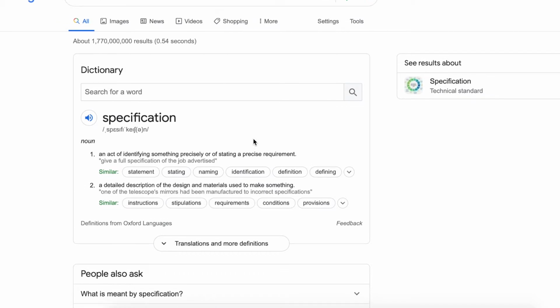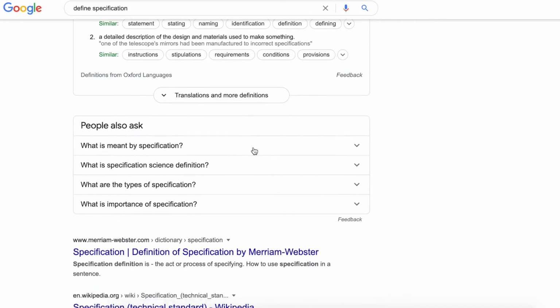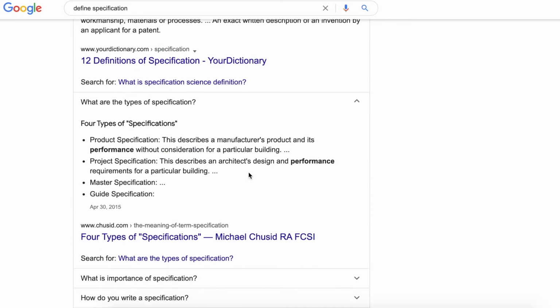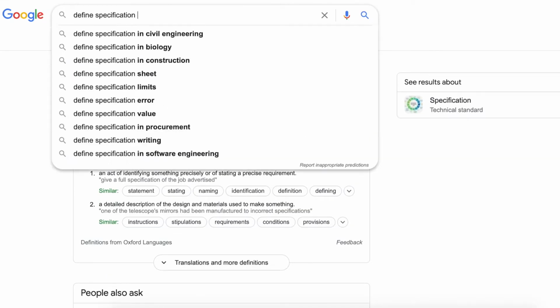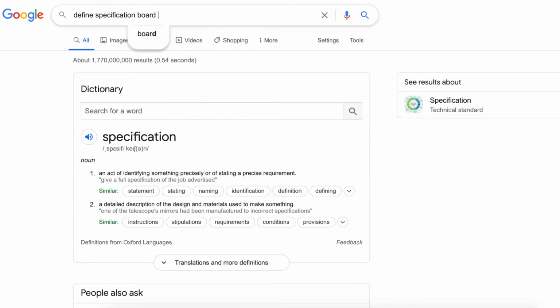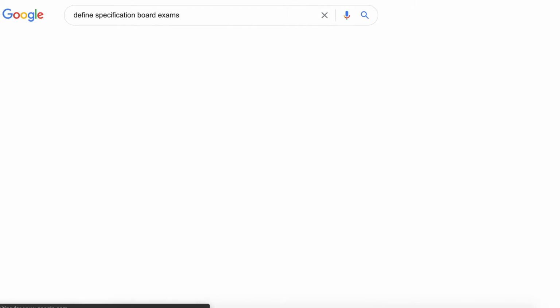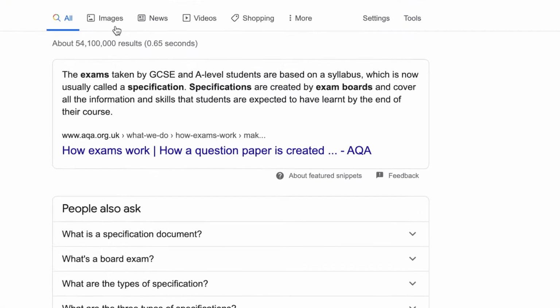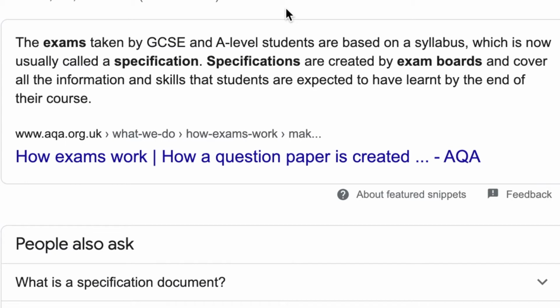If you randomly write define specification on Google, it's not going to give you the answer that you're looking for. It's going to give a very general definition. So you'd better write something like board exams or O-levels or iGCSEs, and then you'll get your answer. So over here it says that the exams taken by GCSE and A-level students are based on a syllabus, which is now usually called a specification. So this tells us that the specification is basically the syllabus, which is created by exam boards, as it goes on to tell us. Now let's look at exam boards.